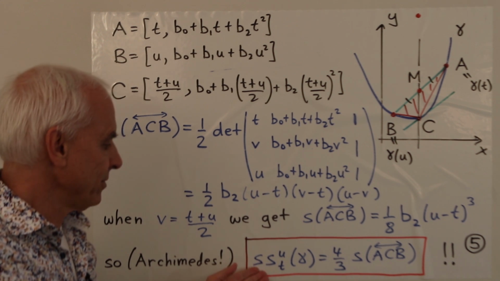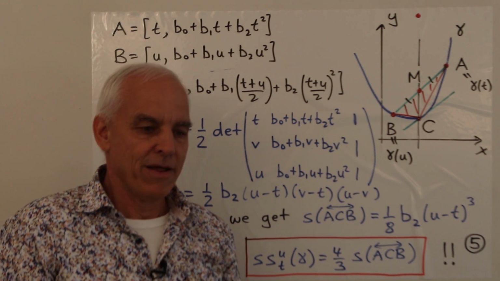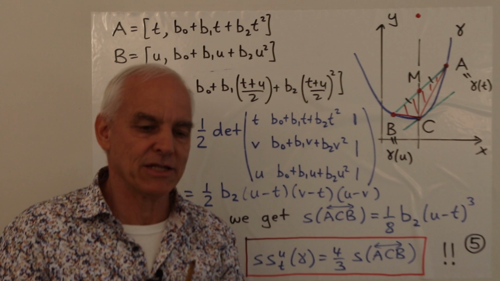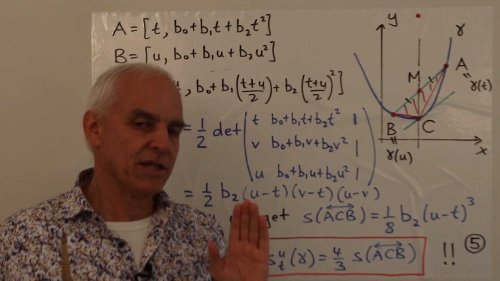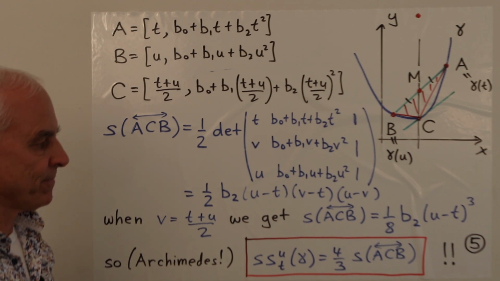This is beautiful. And Archimedes recognized that this was a very special property of the parabola, not shared by the circle or the hyperbola. You can't do something like this for a circle or for a hyperbola. Just in the parabolic case do we have such a beautiful relationship.